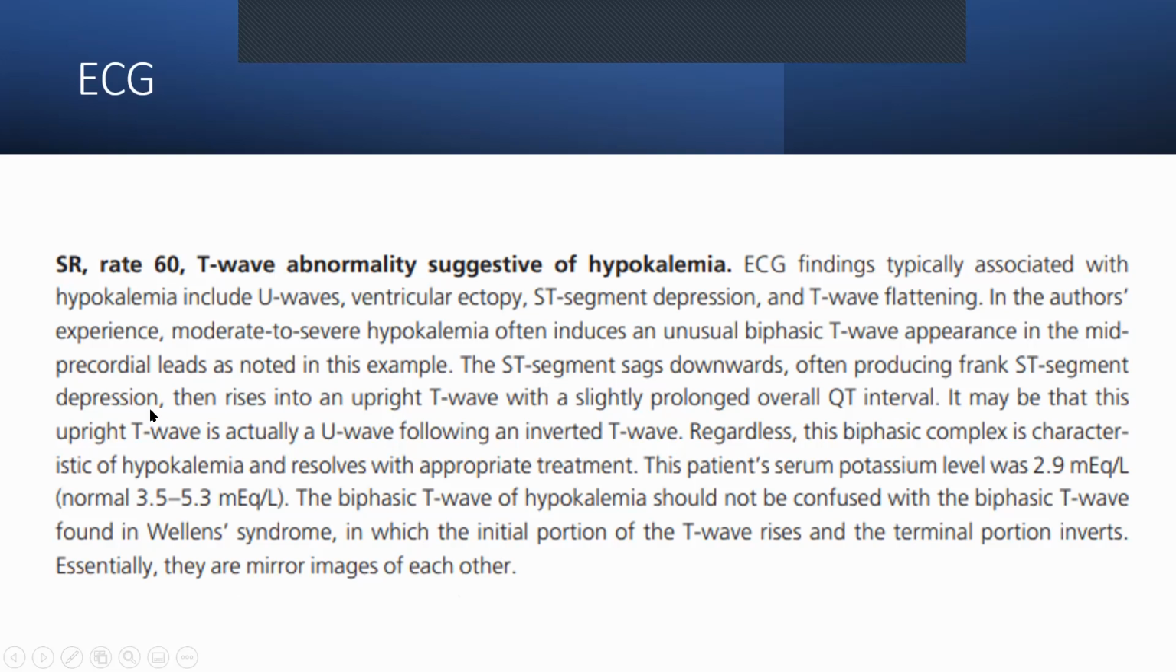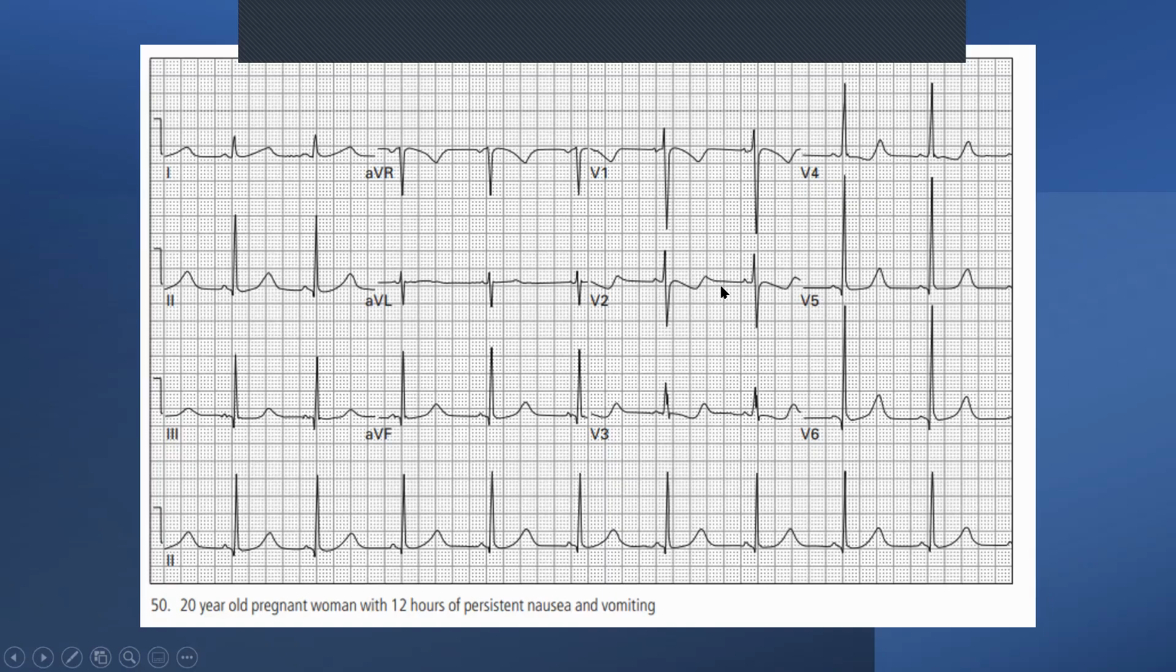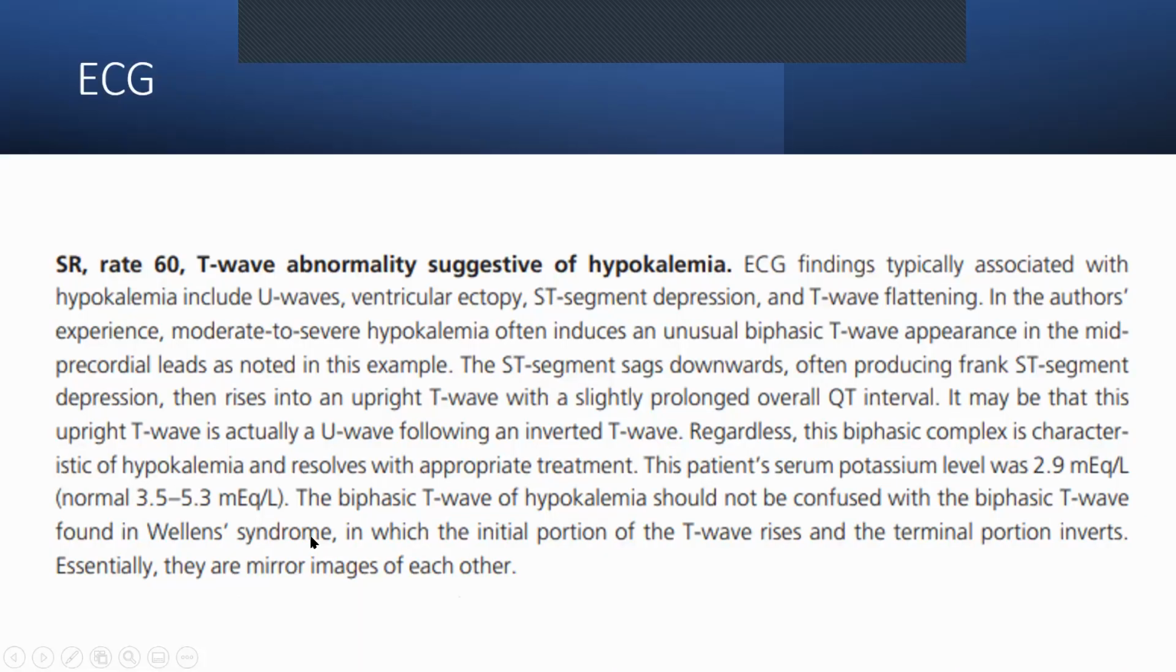It can produce ST segment depression and then rise into an upright T wave with slightly prolonged overall QT interval, which we had here for about 470. It may be that this upright T wave is actually a U wave following an inverted T wave. So that's getting a bit into the weeds, but it's basically them describing this down-up pattern that I discussed with you guys. So what they're saying is that that's a T wave and that's a U wave, but we'll talk about U waves a bit just now, right?